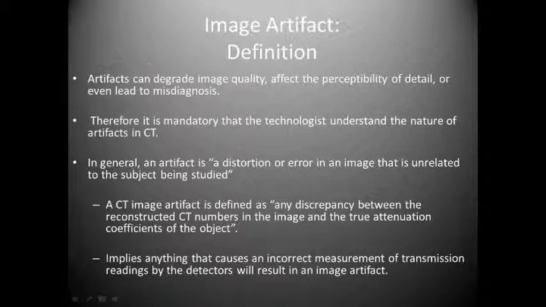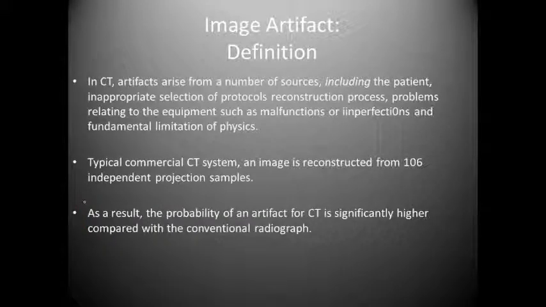or what you're actually looking at. A CT image artifact is defined as any discrepancy between the reconstructed CT numbers in the image and the true attenuation coefficients of the object. Basically what it is, this last bullet point, it implies anything that causes an incorrect measurement of transmission readings by the detector, and that is an image artifact. So basically, it's an incorrect detector reading caused by something other than what is inherent in the patient.